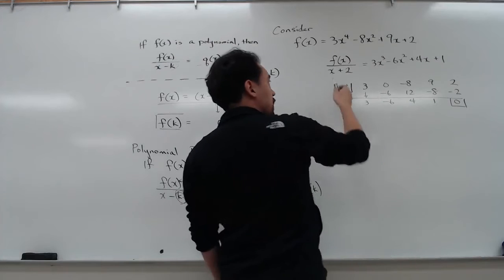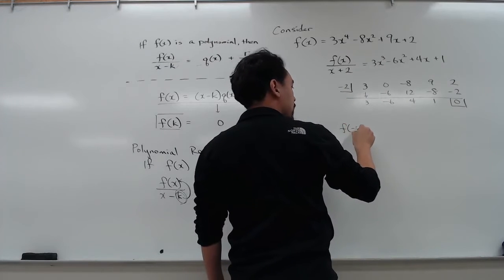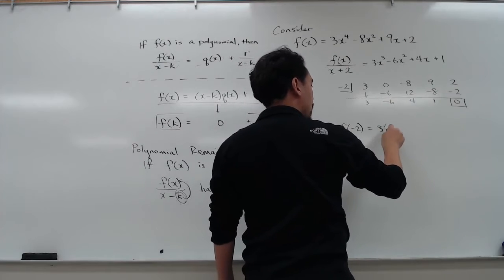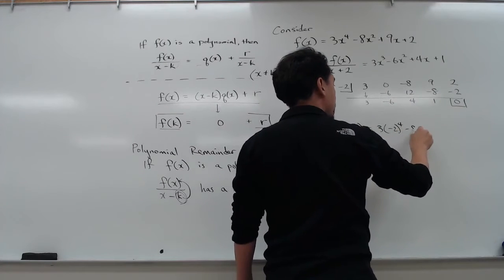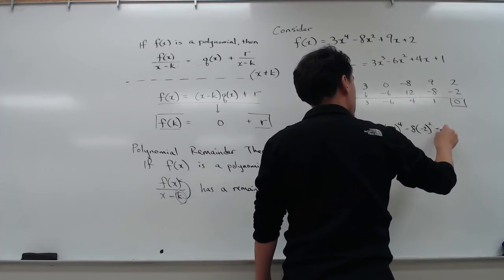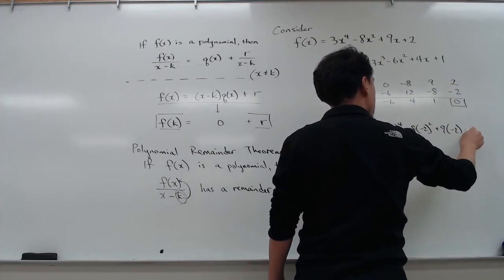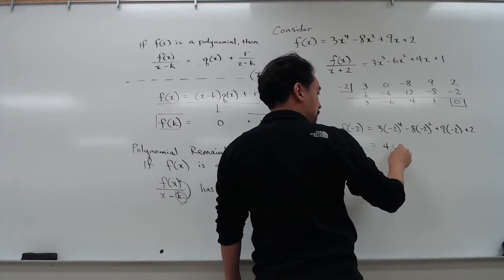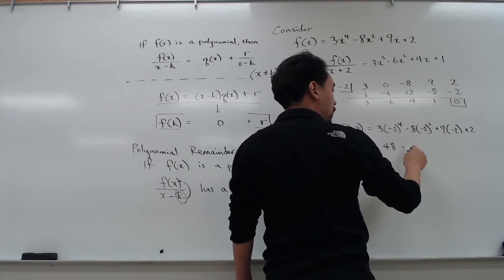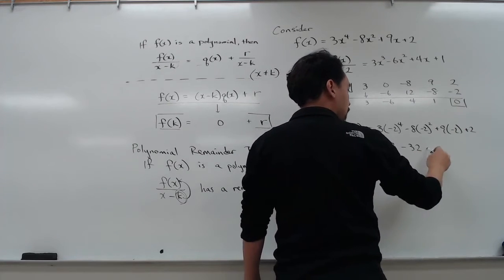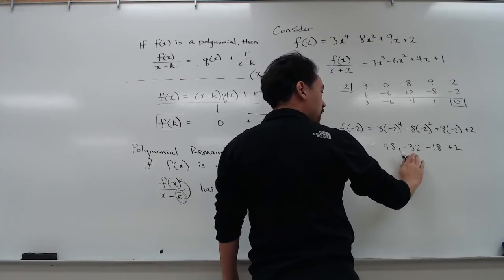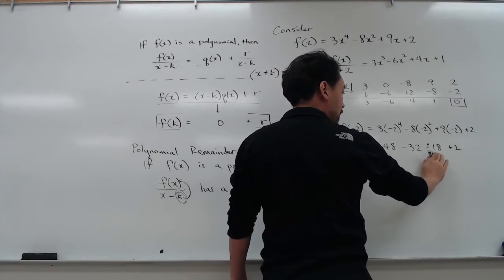Let's say if I do f of negative 2. So then that means I'm plugging in negative 2 into there. So that's 3 times negative 2 to the 4th minus 8 times negative 2 squared plus 9 times negative 2 plus 2. So negative 2 to the 4th is positive 16 times 3 is 48. Then negative 2 squared is 4 times negative 8. And then minus 18 and then plus 2. So this is going to become positive 16. Subtract that gives me negative 2.